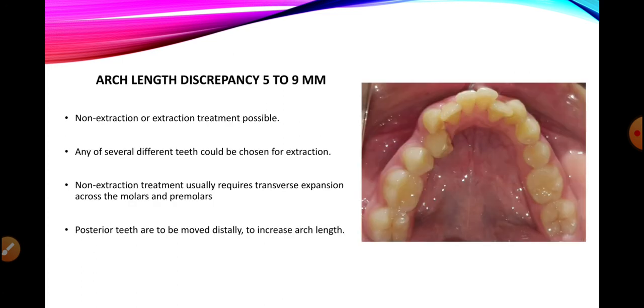So when we talk about the moderate crowding, still half of the space is left. So the extraction or non-extraction decision depends upon the profile of the patient. So if the patient is having competent lips and a retrusive profile and moderate crowding, in those cases we usually prefer not to extract. But in cases of patient having moderate crowding but incompetent lips, in those cases definitely extraction will be advised, because after extraction the rest of the space will be closed by incisor retraction. That will help to bring the lips into competency, and that will definitely improve the patient profile.